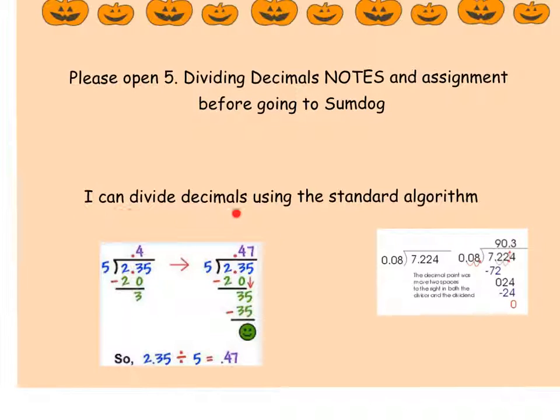So I can divide decimals using a standard algorithm. So that just means the rule. So instead of using a model, we're just going to use the rule. And here's some examples of some standard algorithms. Notice that you move the decimal, so we'll be talking about that. So standard algorithm just means the rule.